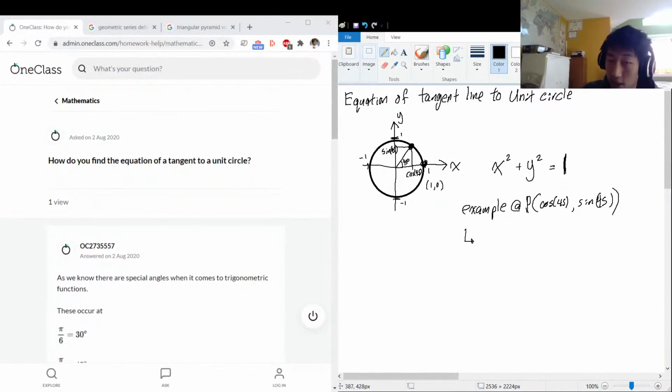This would be subbed into this equation over here. That would be cos squared of 45 plus sine squared of 45 equals 1. And we know that cos squared plus sine squared of the same argument is always equal to 1, so we know that this has to be right. So this is our equation for a unit circle.